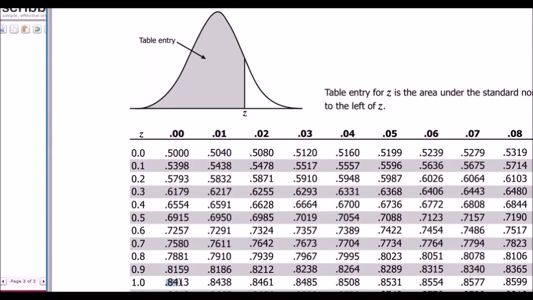What that means is 0.8413. That means 84.13% of the shaded area is below that z value. So that's what that means.